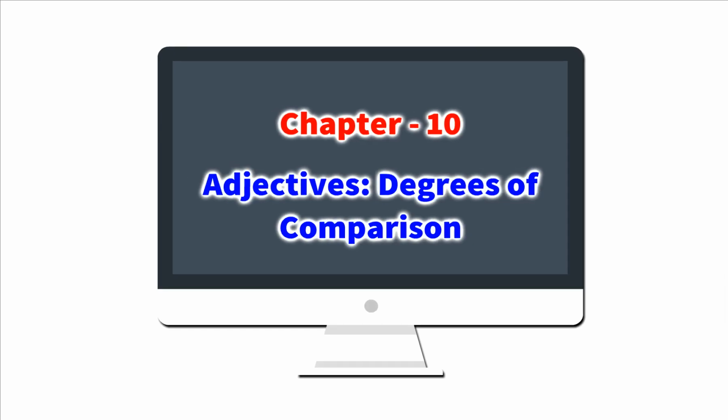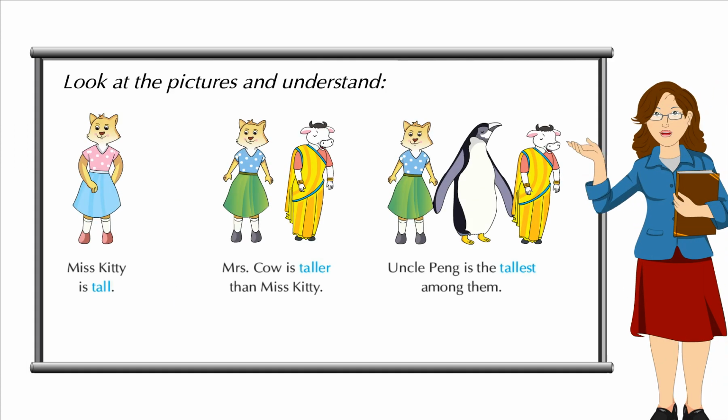Chapter 10. Adjectives, Degrees of Comparison. Look at the pictures and understand. Miss Kitty is tall. Mrs. Cow is taller than Miss Kitty. Uncle Peng is the tallest among them.